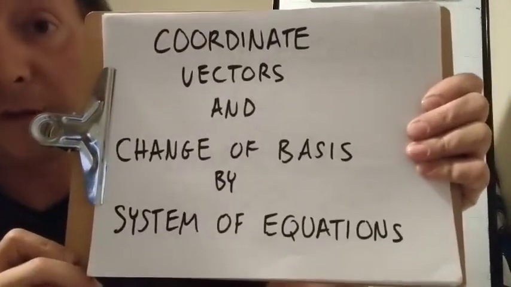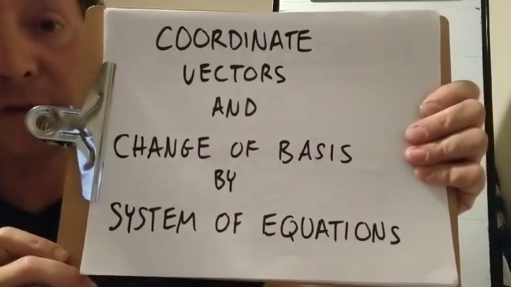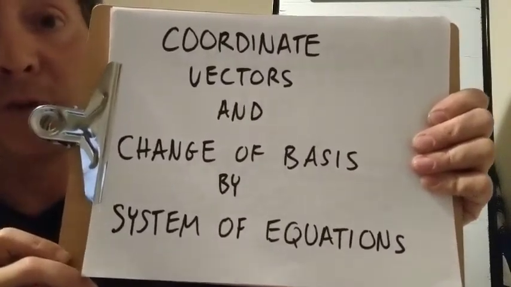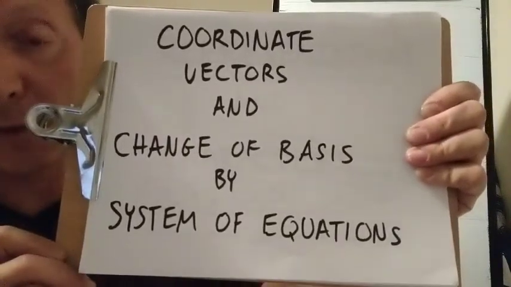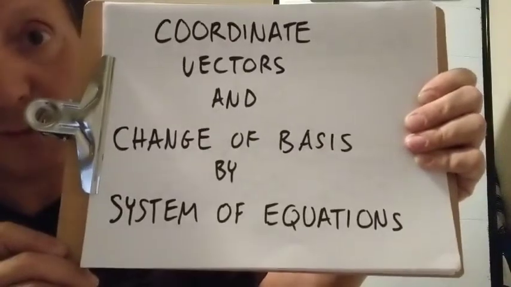A basis of a vector space makes it possible to represent any element of that vector space as a sequence of numbers. And of course, a different basis of the vector space would require us to use a different sequence of numbers to represent the same element.